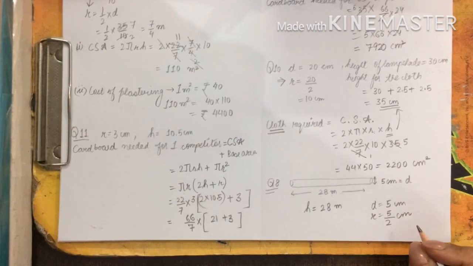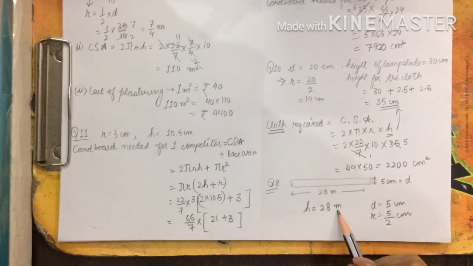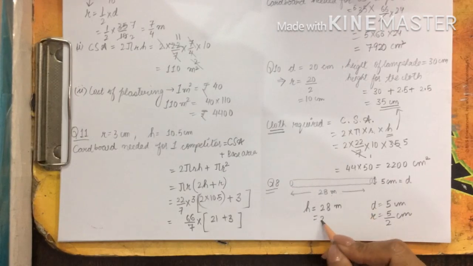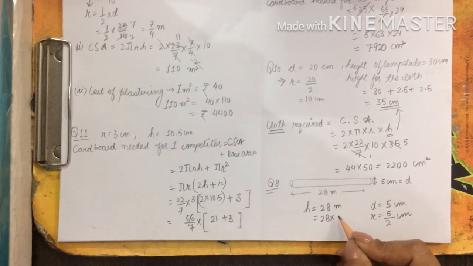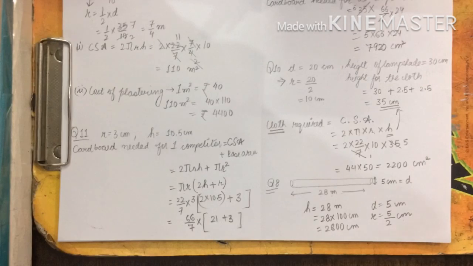Now there is another thing we need to keep in mind. The units for the diameter are centimeters. So our radius is in centimeters, but the height is in meters. So we need to convert. So let's convert this. Converting meters to centimeters, this becomes 2800 centimeters.